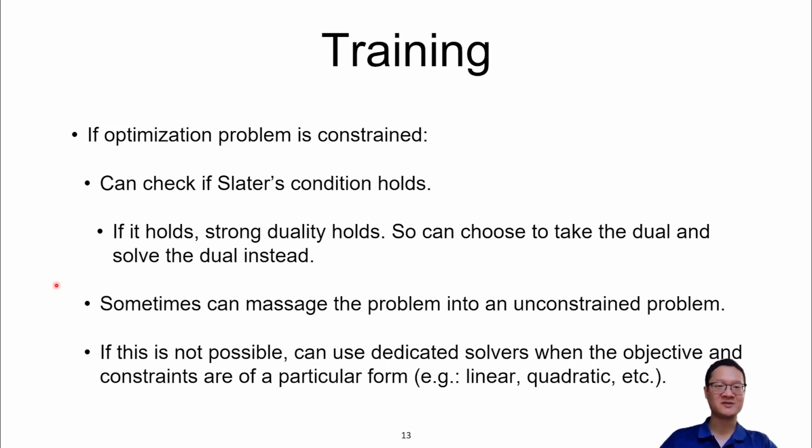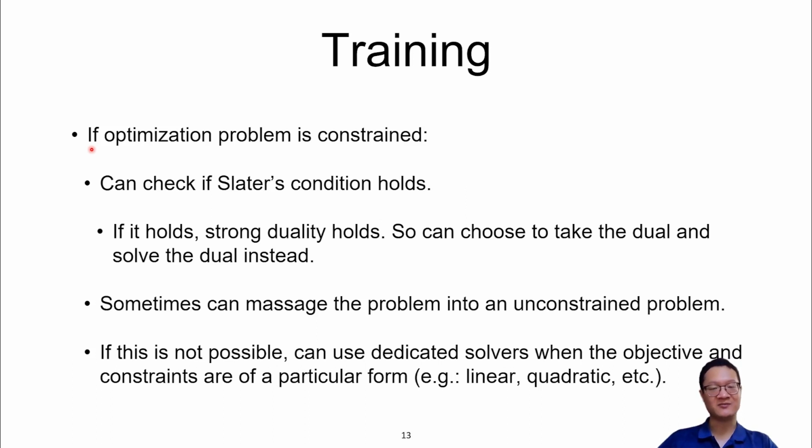For most of the course, except for SVM, we were looking at the unconstrained case. With SVMs, we looked at our first constrained optimization problem. To solve these problems, we can check if Slater's condition holds. If it holds, then strong duality holds. So then we can choose to derive the dual problem and try to solve the dual. Sometimes, as in the case of soft margin SVM, we can do some algebra to reformulate the problem into an unconstrained problem.